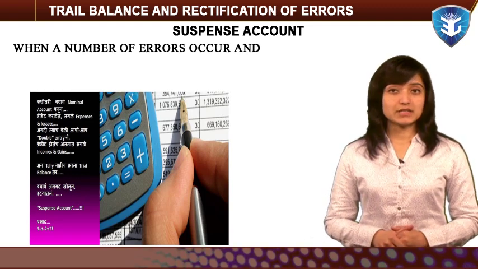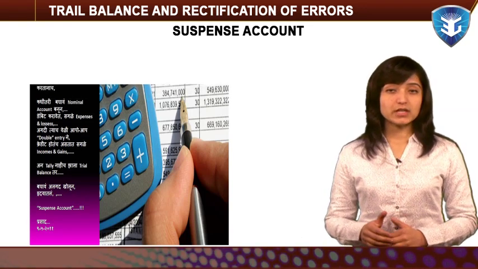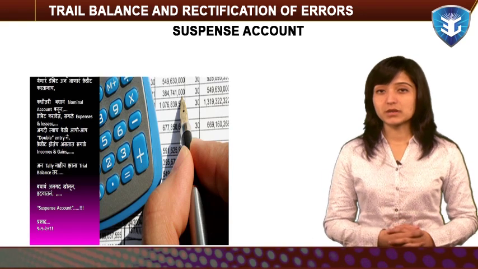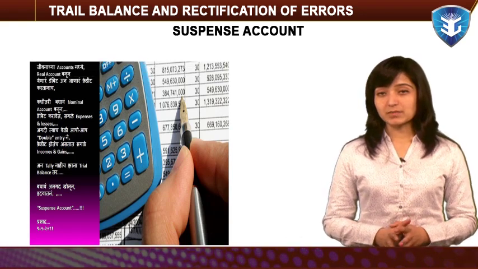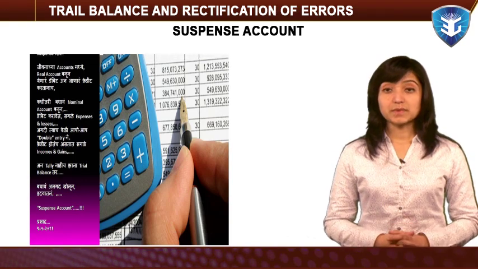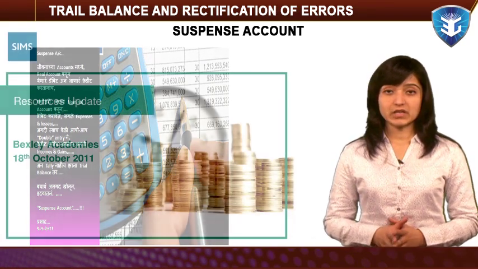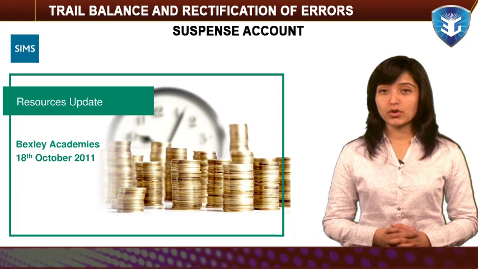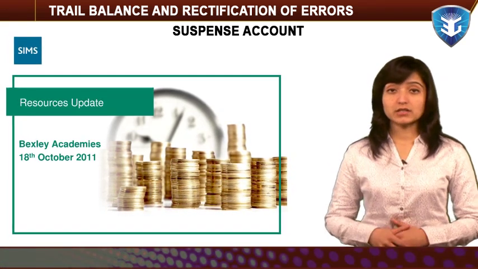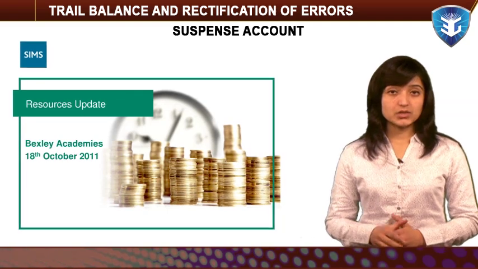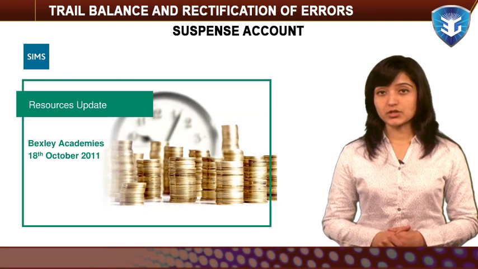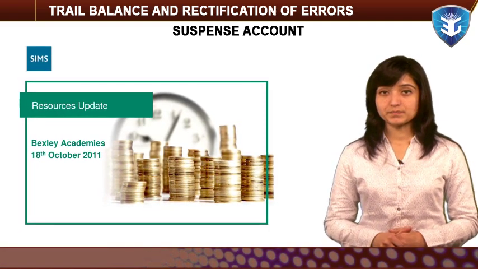The correction of these errors is done by passing the journal entry in which the affected account is debited or credited. After that, the corresponding entry is made in the suspense account till the suspense account is cleared off. A suspense account is a temporary phenomenon, as when errors are located, the relevant amounts are transferred from the suspense account to the affected account. This tends to close the suspense account.